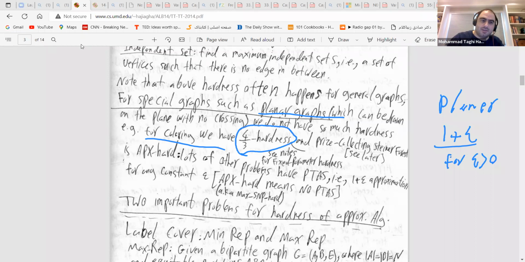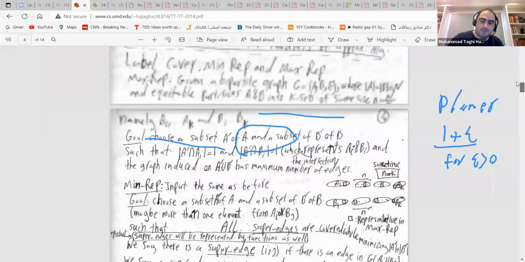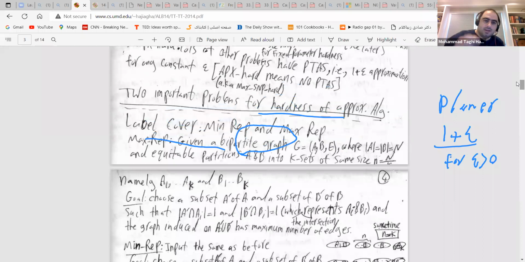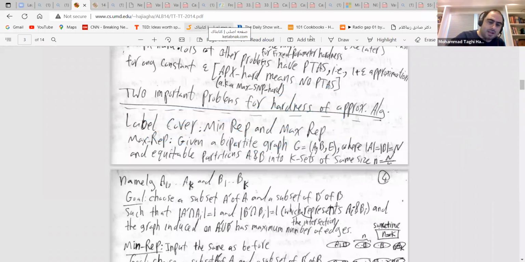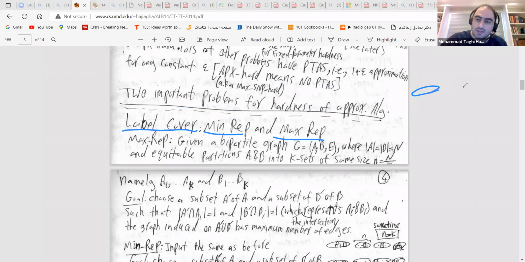And finally, there are these two important problems that I have mentioned here, this n to the 1/3 for the min rep and max rep problems. These are actually related to the unique game conjecture. So in general, what is this label cover problem? In the label cover problem, you are given a bipartite graph that has A1 to AK and B1 to BK. What is the goal? There is min rep and max rep.